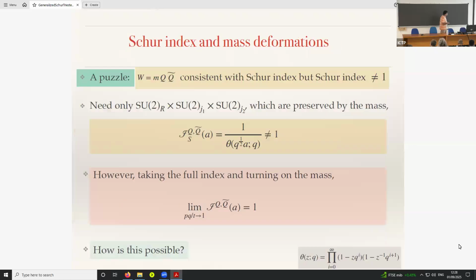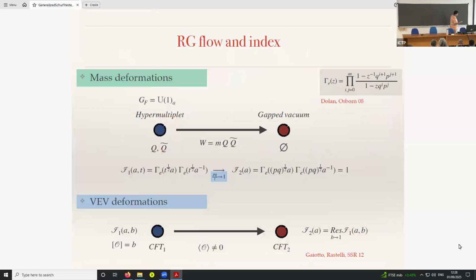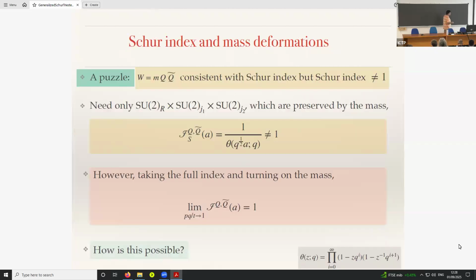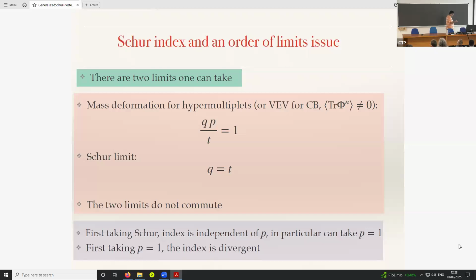This is where the comment that I made, that the index is given by these elliptic gamma functions, is important. If you set P equals 1 in this infinite product, the index will be just the same thing to the power infinity. So it's a very divergent object. So in a sense, setting first Q equals T can be viewed as kind of regularizing this divergence. And then you get something finite. So there is an order of limits issue that we need to understand.